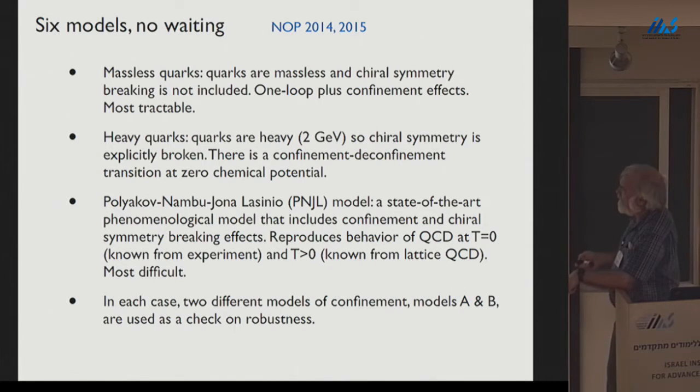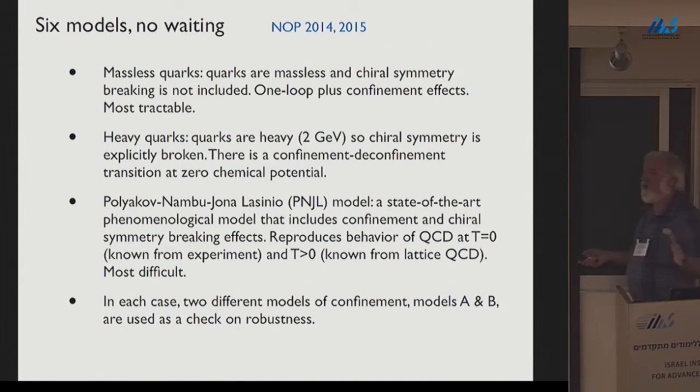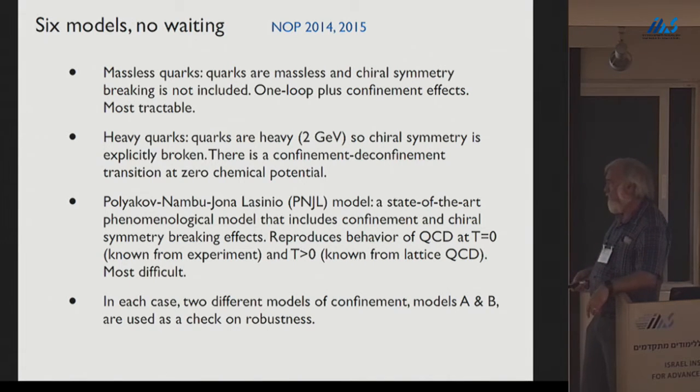We also considered the case of very heavy quarks. So chiral symmetry is explicitly broken. This has a very, very different phase structure from QCD. And so it was important to us to understand this and see that we were really understanding very general phenomena before we moved on to the most difficult case, and the most realistic case, which is the so-called PNJL, or Polyakov-Nambu-Jona-Lasinio models. These are state-of-the-art phenomenological models that include confinement effects at finite temperature. They include chiral symmetry breaking effects at finite temperature.